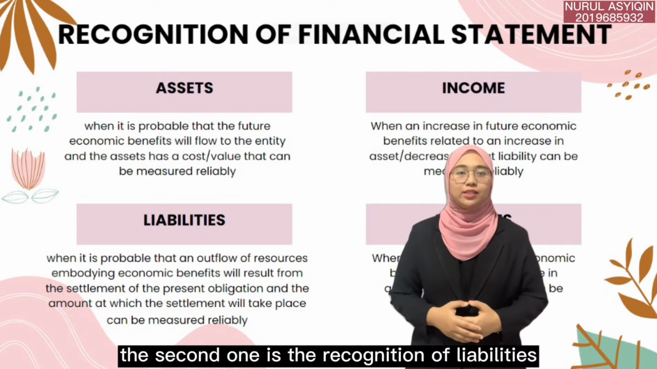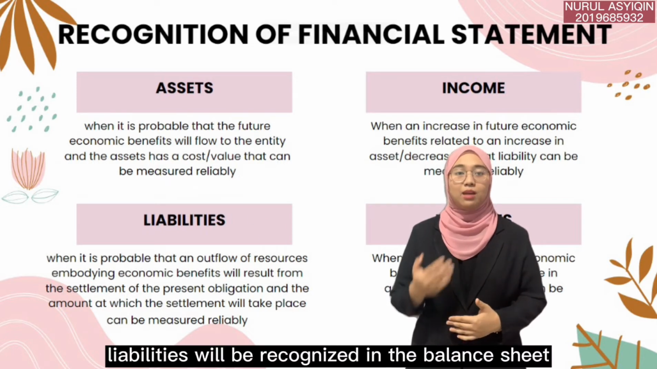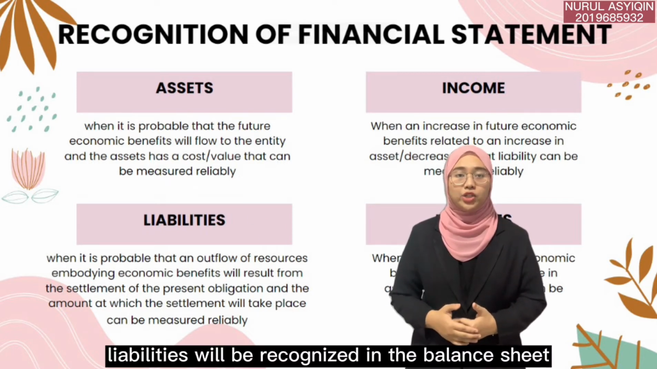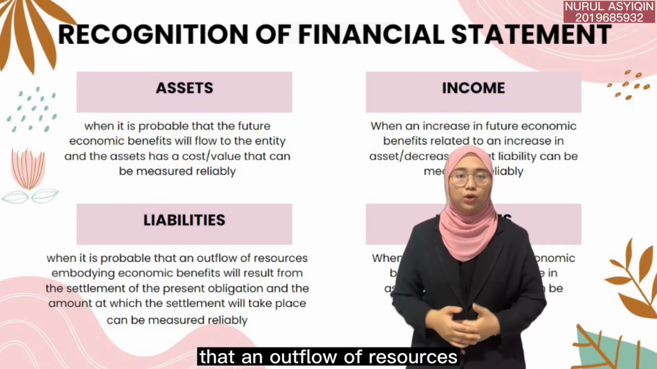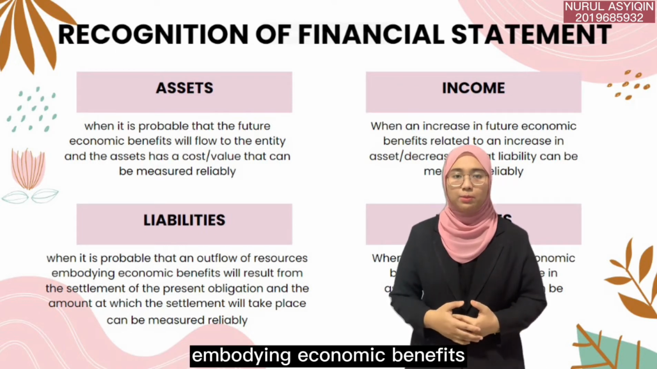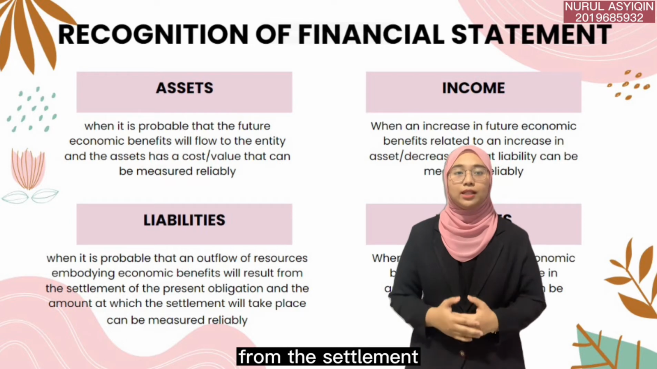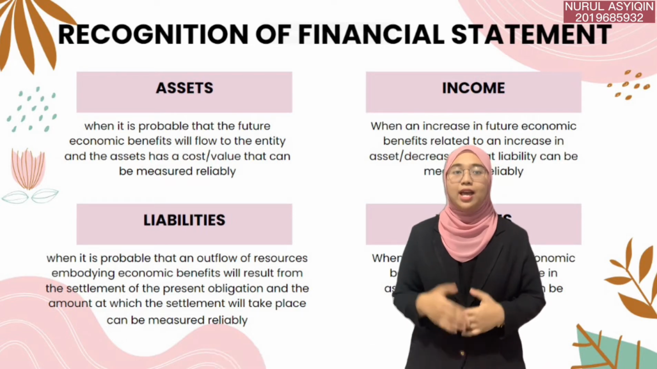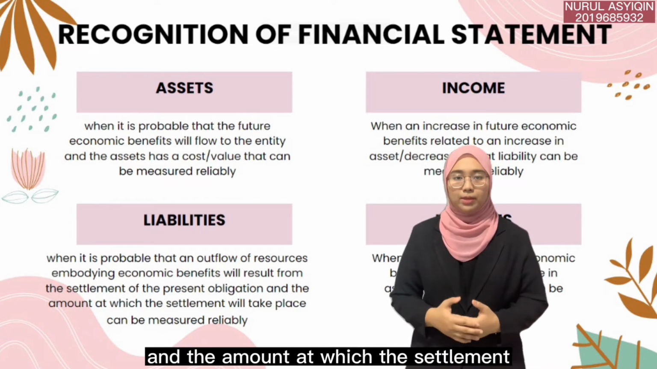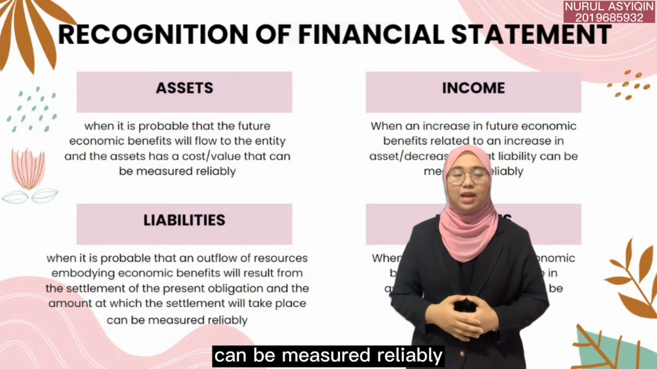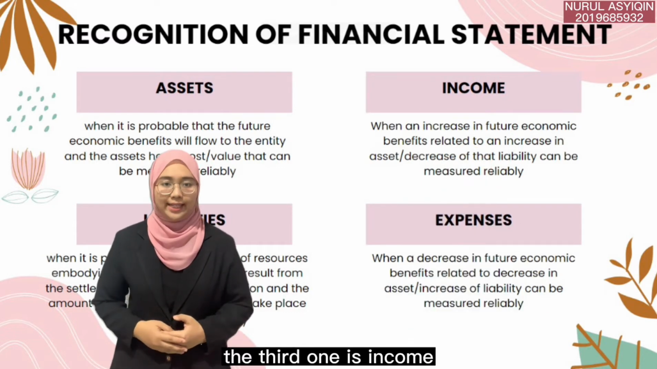The second one is the recognition of liabilities. Liabilities will be recognized in the balance sheet when it is probable that an outflow of resources embodying economic benefits will result from the settlement of the present obligation, and the amount at which the settlement will take place can be measured reliably. The third one is income.